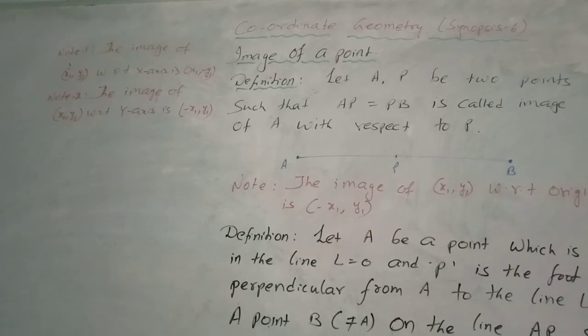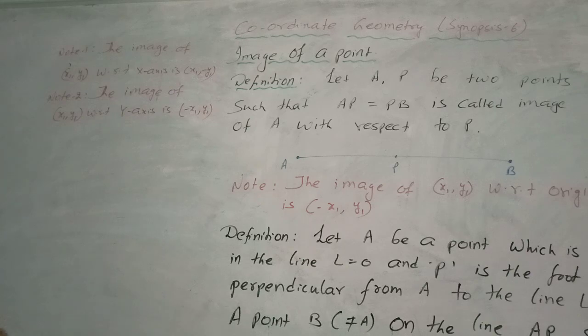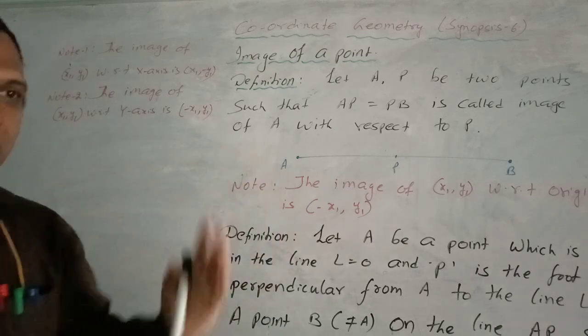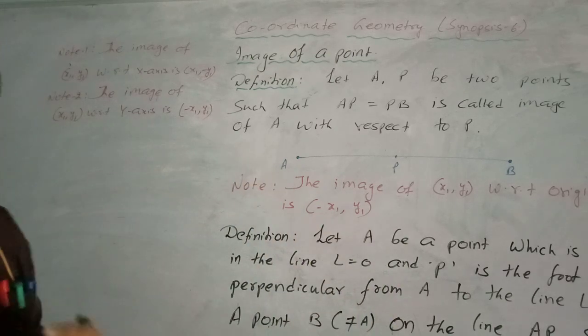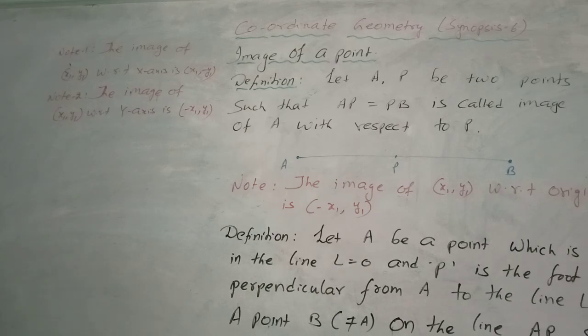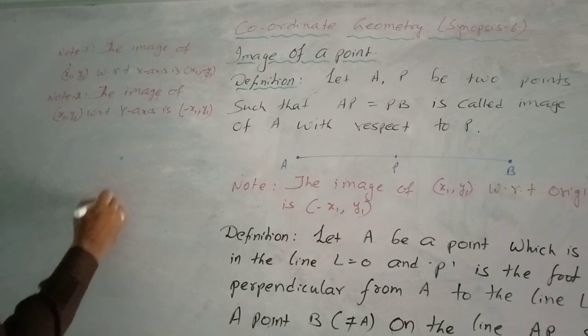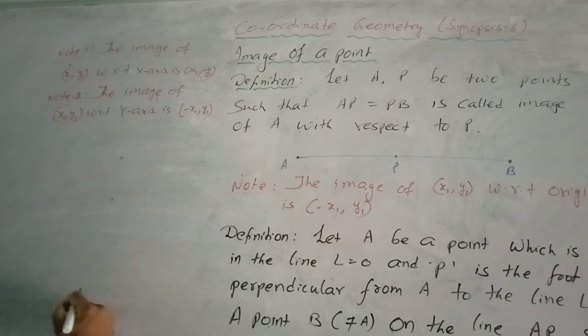Good morning, students. Today we will discuss, in coordinate geometry synopsis 6, the image of a point. Now, what does image mean? Suppose I am standing before the mirror. I will get the image. Suppose a point is here somewhere. With respect to this point, there will be an image formed.